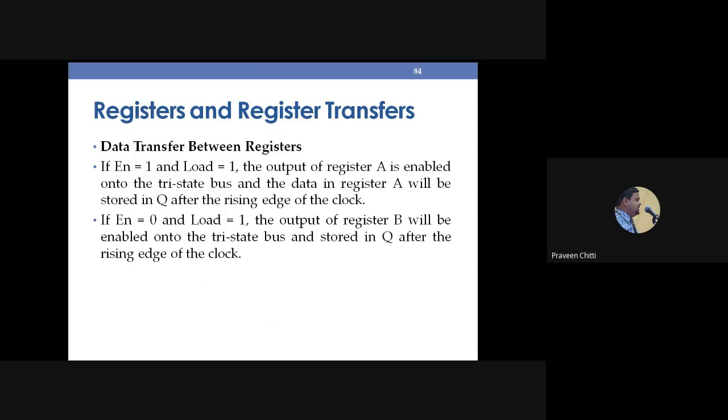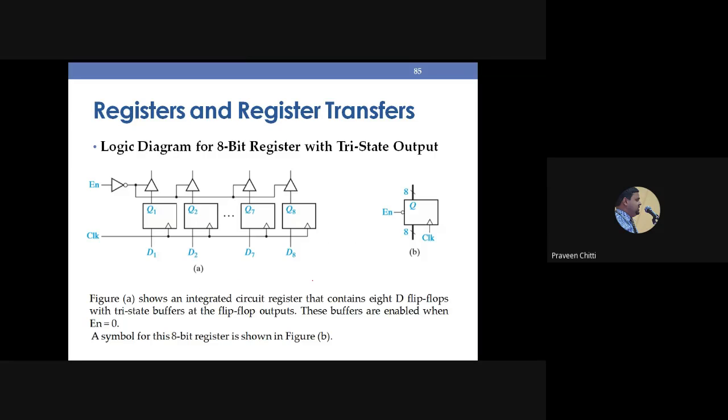So obviously, if enable is 1 and load is high, the output of register A is enabled onto the tri-state and that will be loaded into Q. Similarly, if enable is 0 and load is 1, then register B will be loaded into that output register Q.